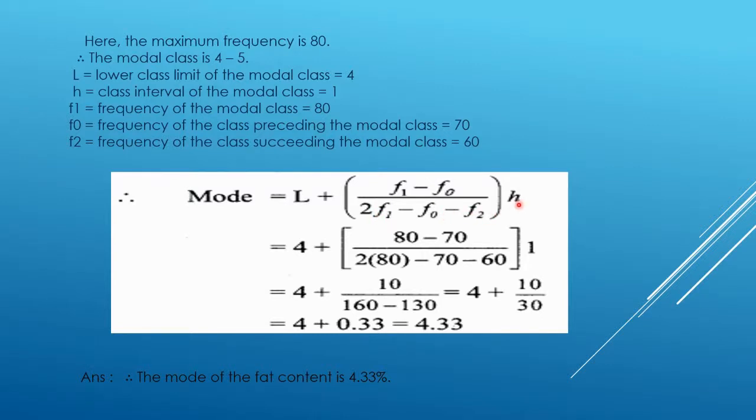Substituting all values: 4 plus (80 minus 70) upon (2 into 80 minus 70 minus 60) into 1. That is equal to 4 plus 10 upon (160 minus 130), equal to 4 plus 10 upon 30, that is equal to 4 plus 0.33, that is equal to 4.33. Therefore, the mode of the fat content is 4.33%.